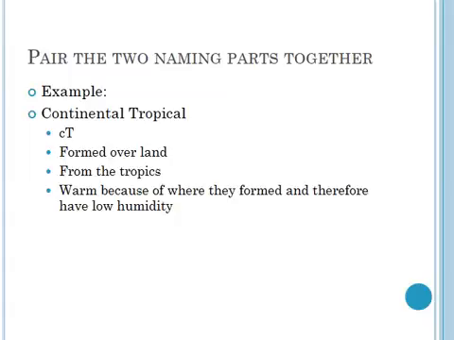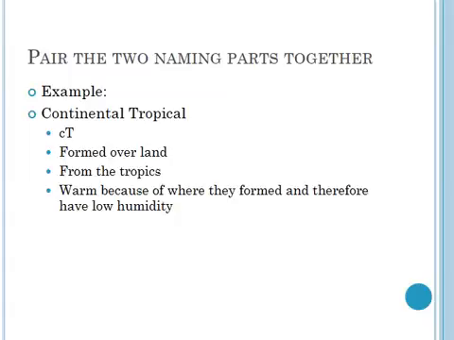So for example, continental tropical. We have a lowercase c and a capital T. C for continental, T for tropical. If it's continental, it forms over land. If it's tropical, it's from the tropical region.